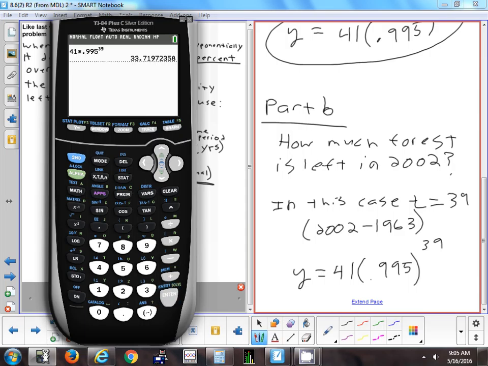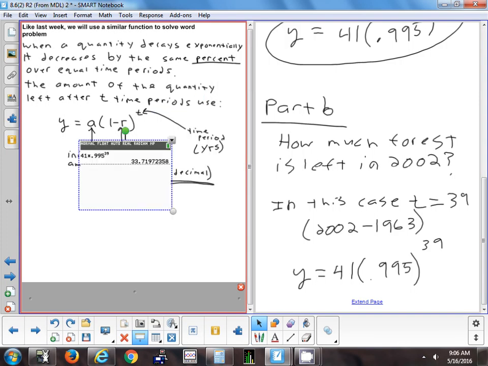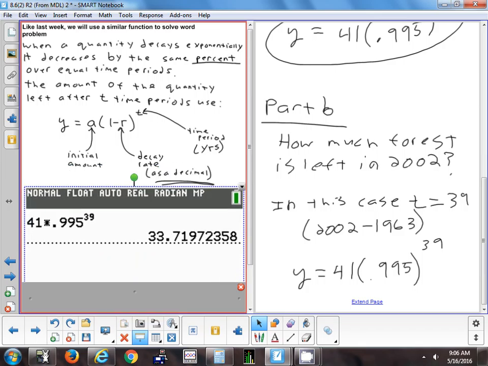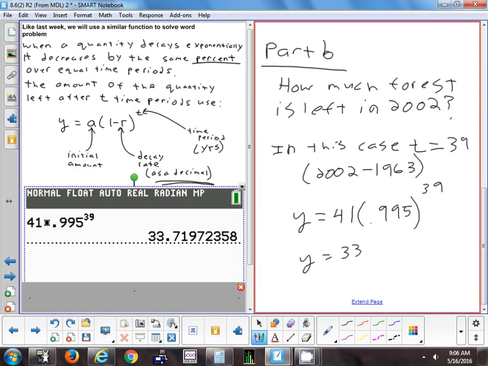We started out with 41 million acres. How much is left after 39 years? Zach, can you tell me how much would be left, just reading off what's on the calculator? Can't see it? Okay, hold on. 33, careful, not 33,000. Million. So we'd have about 33.7 million acres.